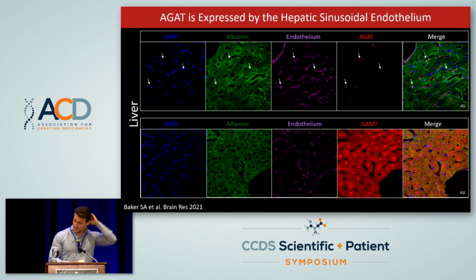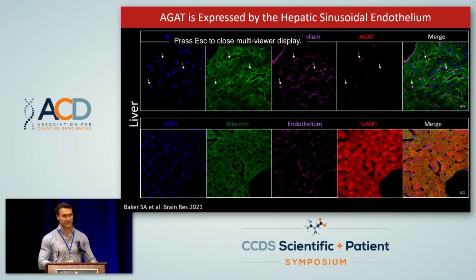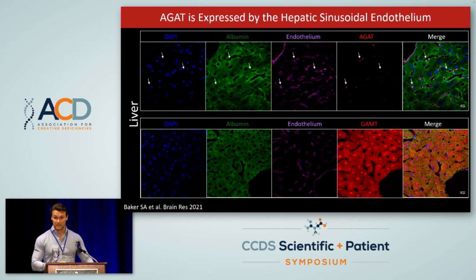So when I was a postdoc, one thing I wanted to know was, is this dogma true across the body? At that time, a lot of single-cell experiments were happening, and I'll show you some data in the next slide. But initially, I took tissues from across the body and stained for AGAT and GAMT. And sure enough, just like the dogma suggested, if you stain for GAMT inside the liver, you see high levels of GAMT. But importantly, it was in hepatocytes.